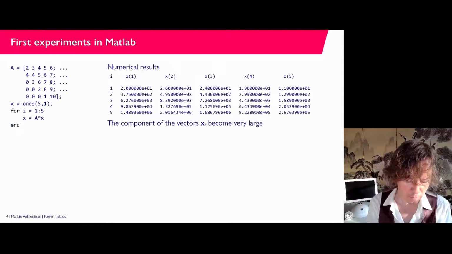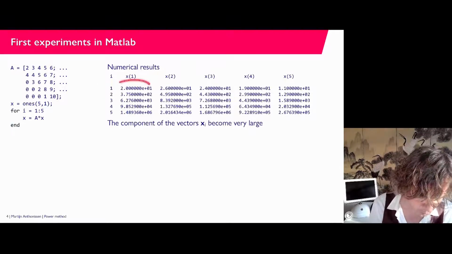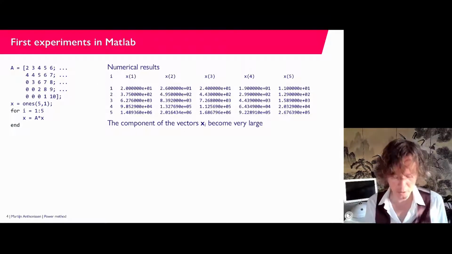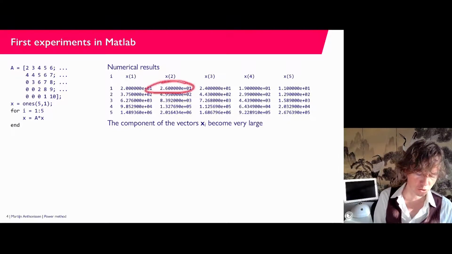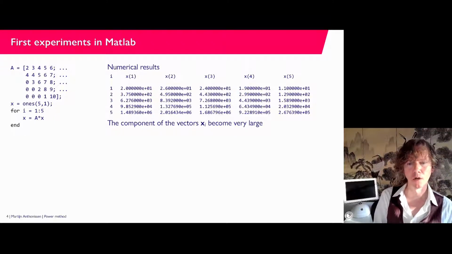So if you do that, in iteration 1 you have the vector with components, well, what you see here: 20, and the second component is 26 and 24, 19 and 11. Then we do another iteration and another one and another one. And if you just look at the exponents here, you see that the numbers get bigger and bigger. So the components become very large, and it's hard to see anything. And this can also lead to problems if the numbers get very big. So this is not very nice.